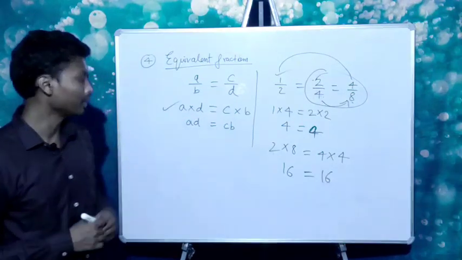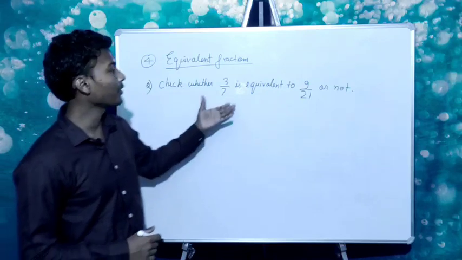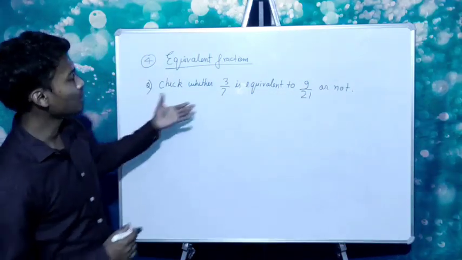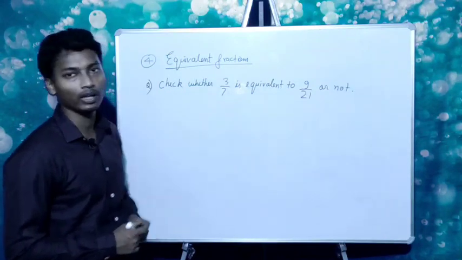Let's take another example. Check whether 3 by 7 is equivalent to 9 by 21 or not. Here they are asking us to check whether these two fractions are equivalent or not.